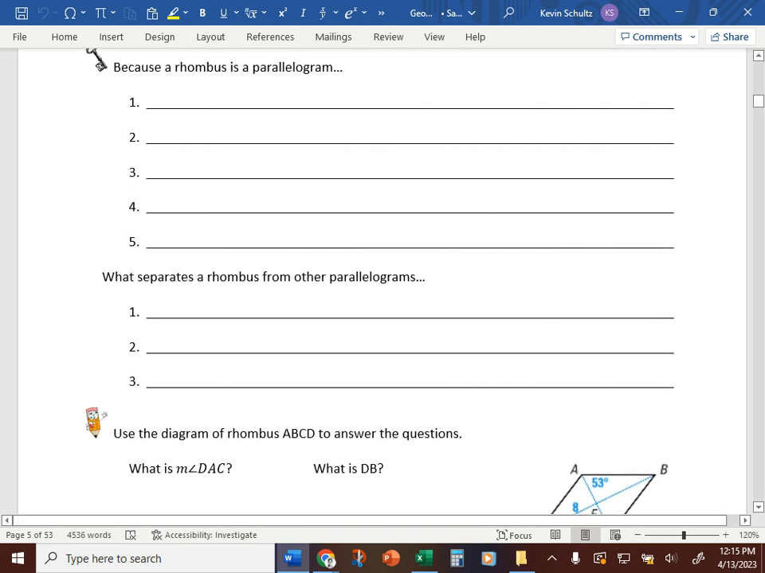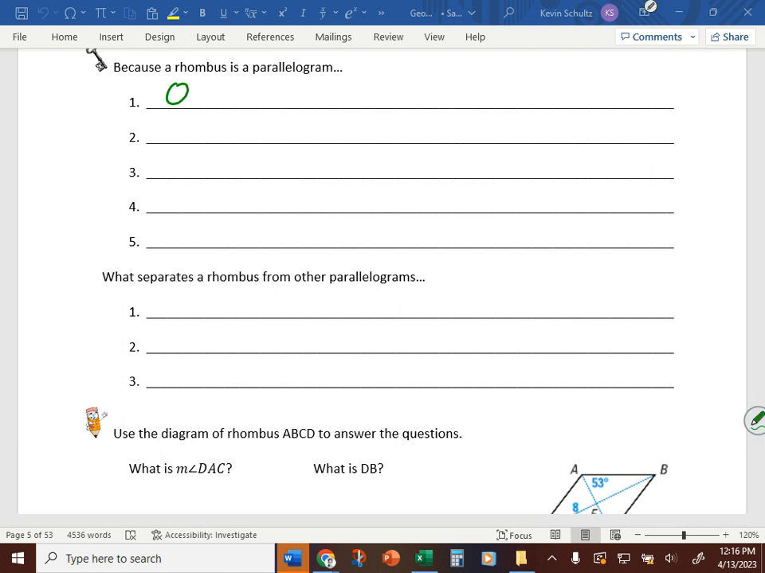And what are the 5 things? What is true for every parallelogram, which by default makes it true for a rhombus as well? Those 5 things we talked about in C45. Yeah? Both pairs of the opposite sides are congruent. Okay. Both pairs, and I'm just going to abbreviate this, but opposite sides are congruent. Opposite sides are congruent. What is another one?